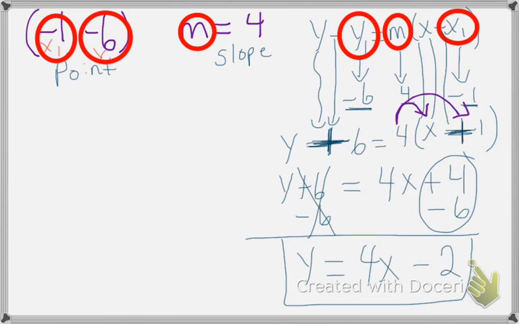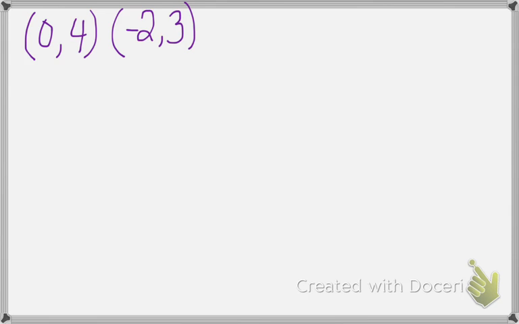And then the last example. What happens if I give you 0, 4 and negative 2, 3? You have to look at what do we have. We have a point and a point. What can you do with 2 points? The only thing you can do right now, you don't have a graph, so you can't graph them. So we find the slope. Let's find the slope.